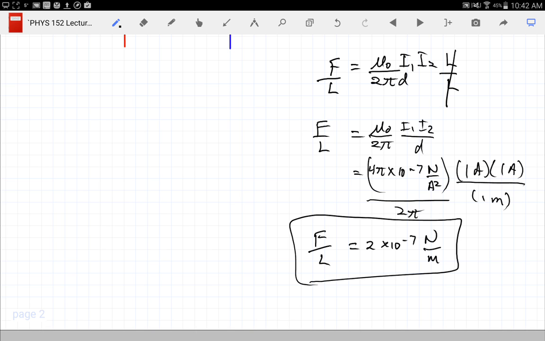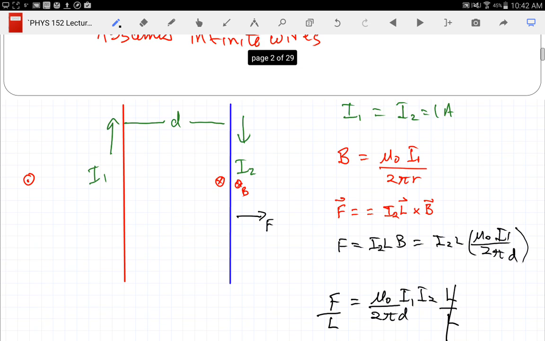Yeah? On the magnetic field of that wire, how did you decide that it was I1 and not I2? Because I was looking at the force on I2, then the magnetic field was the magnetic field created by I1. And I could have gone the other way. I could have said, okay, so what's the magnetic field at I1 caused by I2?